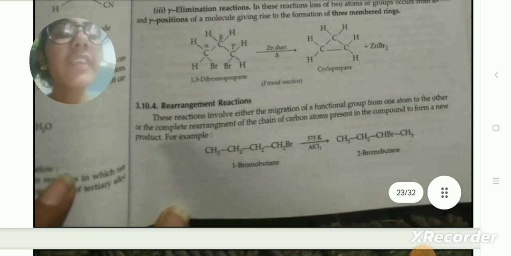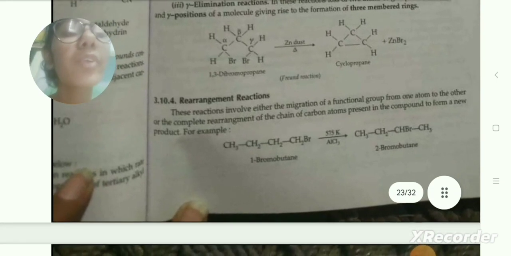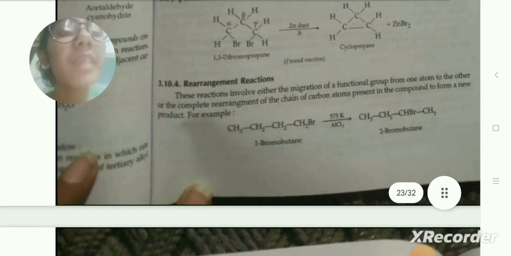Rearrangement reactions. These reactions involve either the migration of a functional group from one atom to another, or the complete rearrangement of the chain of atoms present in the compound to form a new product. For example, 1-bromobutane in presence of AlCl3 at 573 Kelvin forms 2-bromobutane. This rearrangement also takes place through the formation of electrophilic, nucleophilic, or free radical intermediates. Interestingly, the first organic compound, urea, was synthesized in a laboratory involving a rearrangement reaction on ammonium cyanate. On heating, it forms urea.